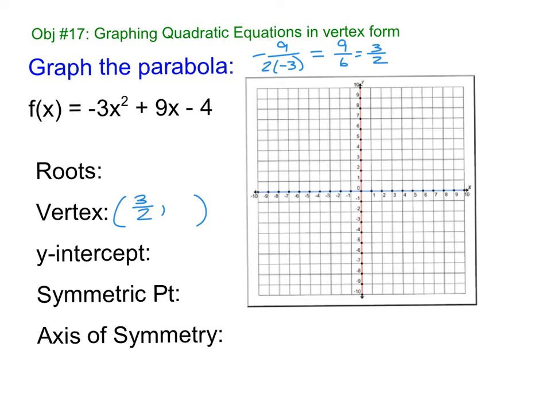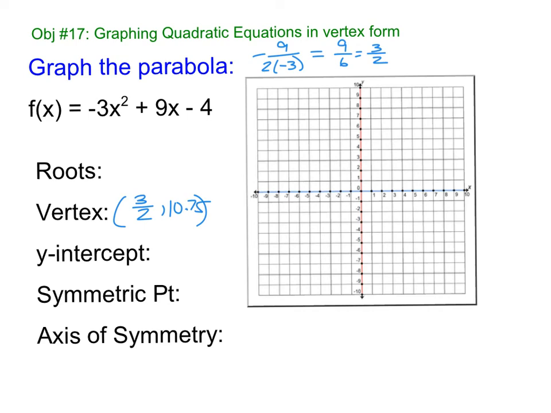Plug that in. -3 times 9 over 4 plus 9 times 3 over 2 plus 4. 10.75. So now here's the thing. I can't really use my shifting rule here. It's not going to be very accurate. So let's find the roots.